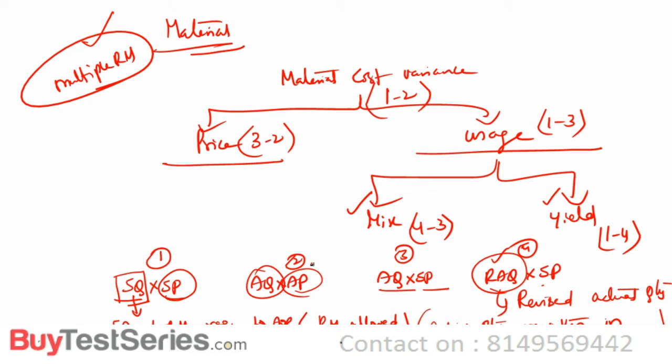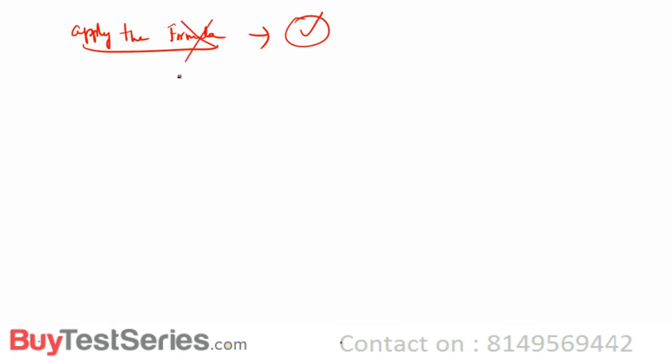Now that we have seen the formula, let's go with the logics. The logics are pretty simple. Whenever you try to create any formula, the intention behind creating the formula is that once you apply it, it should give you a meaningful number. Whatever number you get after applying the formula, you should be in a position to use that number. Otherwise, the formula is useless.